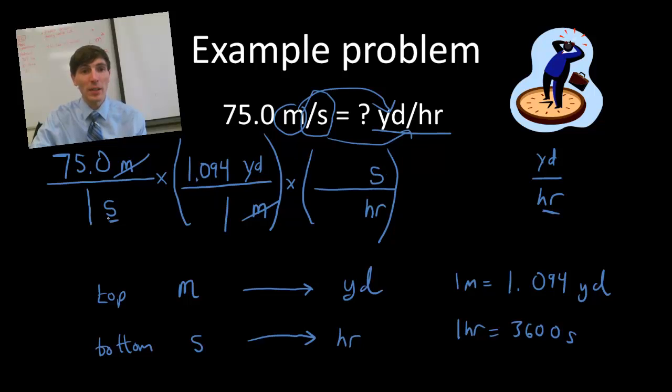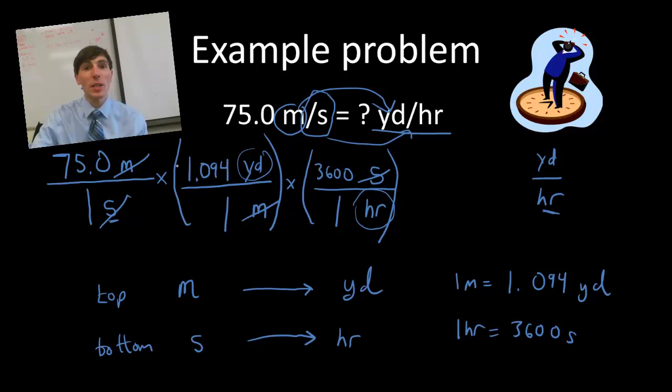And when you look back here and I see seconds on the bottom in my starting quantity, it's nice because now those seconds can actually cancel, leaving me with hours on the bottom, which is what I want. So I'm going to go ahead and type in 1 hour is 3,600 seconds, and my hours are left on bottom. My units remaining are yards and hours, which are what I want.